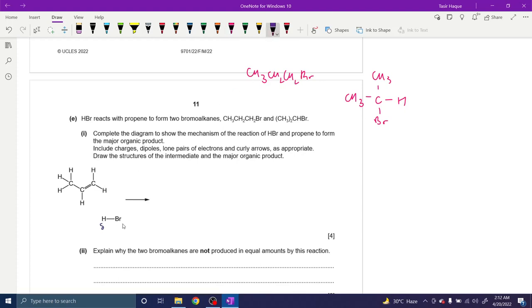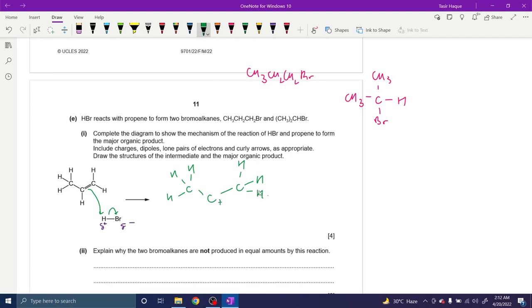What are the marking points? We first give the dipole, delta plus and delta minus. Then we show the curly arrows. Always remember it's going to be a curly arrow from the electron rich region to the electron deficient region, like this. The next step: the carbocation is going to be at the carbon which has more alkyl groups. Compare this carbon, it has none. What about this one? It has one alkyl group, so the carbocation is going to be there. And hydrogen has reacted with that carbon and the double bond is gone.